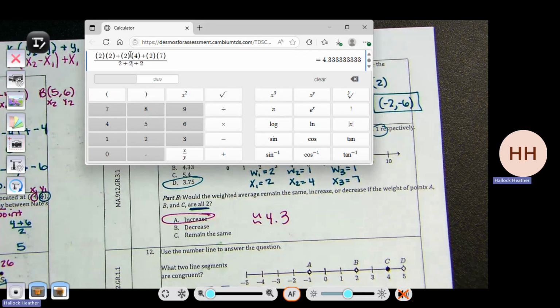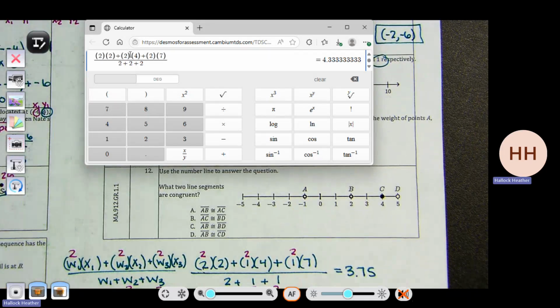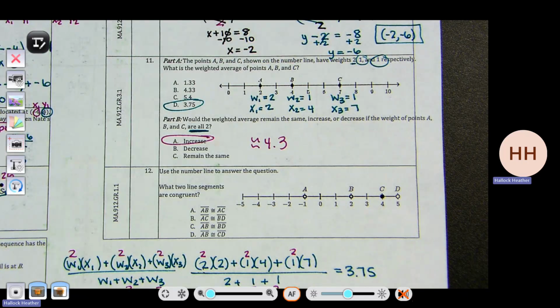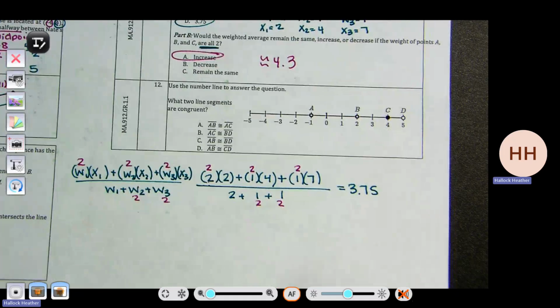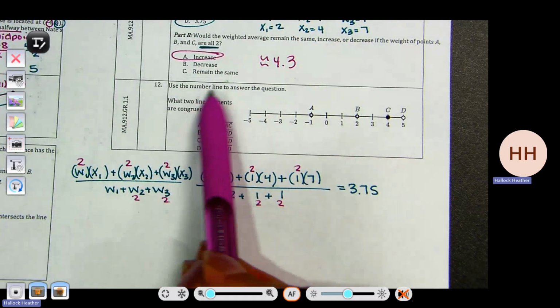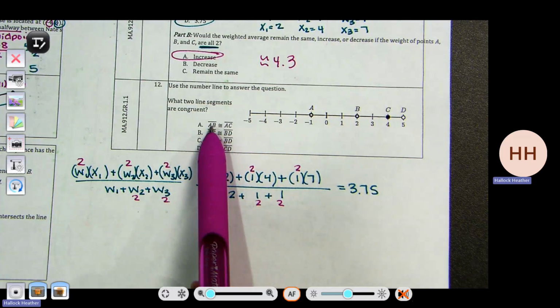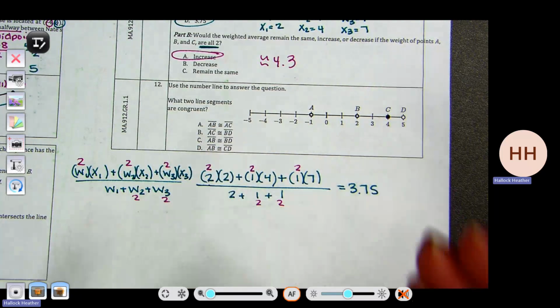The last question wants to know which segments are congruent to each other. So this one's pretty easy. It says, using the number line to answer the question, which 2 line segments are congruent? So it says AB and CD.